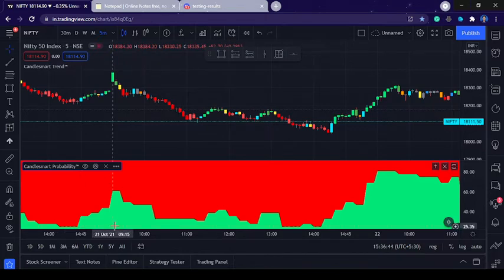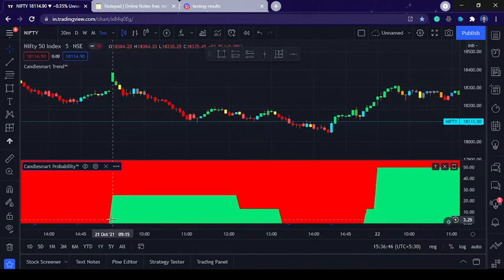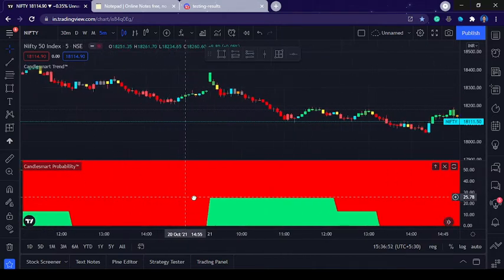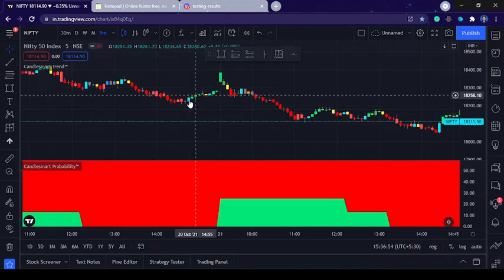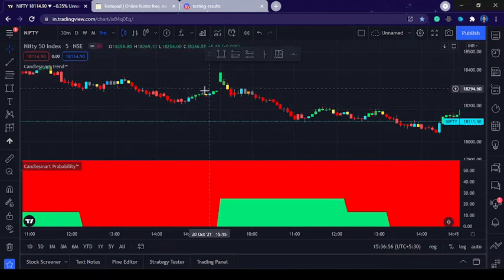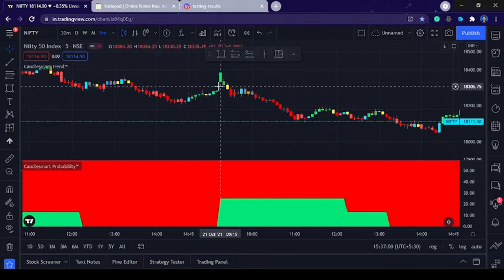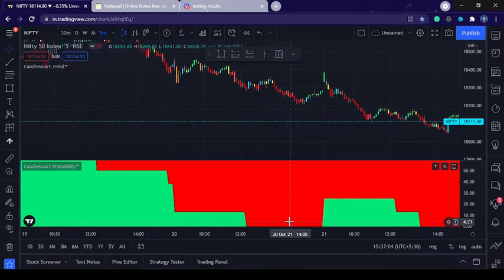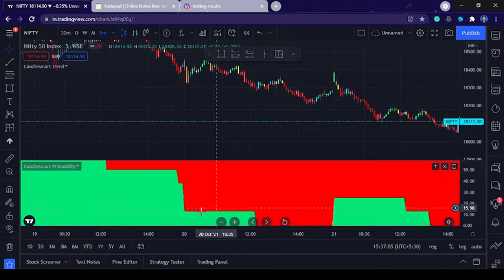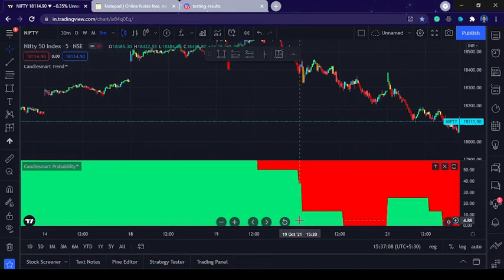See, it looks similar, but this noise got removed. Here some noise is there, right? We removed that noise, but because of that we are unable to enter this trade. Here we got some uptrend, and with this uptrend we can enter, but since we are removing noise, we are losing some trades too. Keep this in mind.